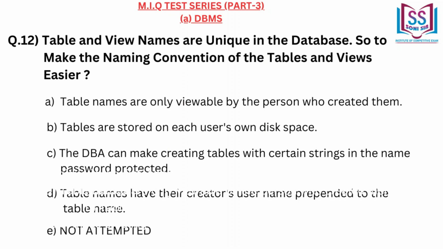Table and view names are unique in the database. This is so as to make the naming convention of the tables and views easier. A. Table names are only viewable by the person who created them. B. Tables are stored on each user's own disk space. C. The DBA can make creating tables with certain strings in the name password protected. D. Table names have their creator's username prepended to the table name.